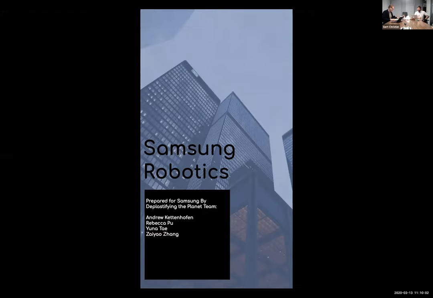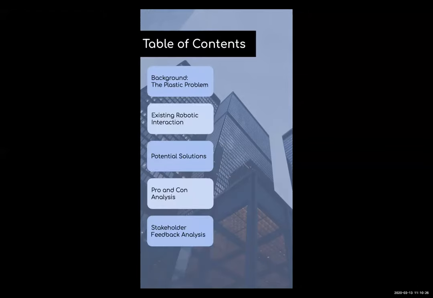Hi. So we are the Samsung Robotics team, and we are so excited to talk about how robotics has potential to help with global deplastification. Samsung tasked us with identifying ways that robotics and technological innovation can contribute to global deplastification. Obviously you can see that this is a very vague, broad, and complex question. So it really depends on what opportunities of intervention we choose, as well as the definition of robotics that we choose to explore.